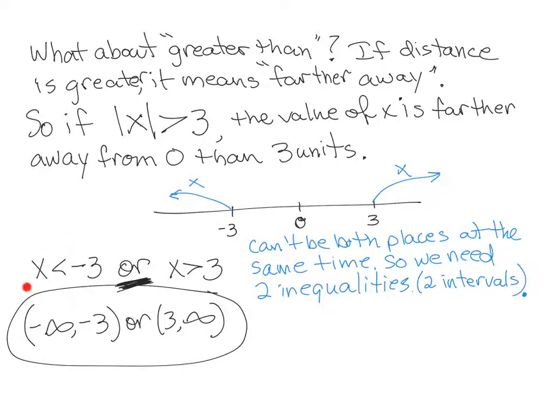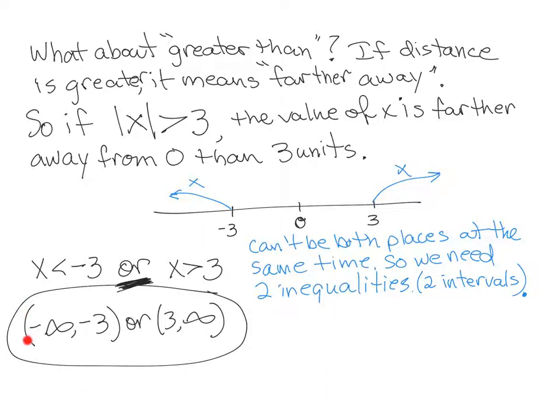So I have two separate inequalities with "or" in the middle, which gives me two separate intervals. And what is this pointing to on the number line? It's pointing to minus infinity. And what is this pointing to? Positive infinity. So my interval starts at minus infinity and stops at -3. And over here it starts at 3 and goes to positive infinity.